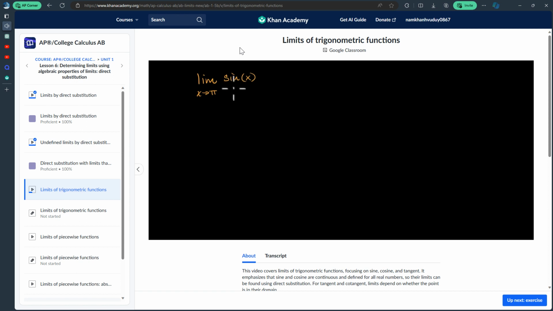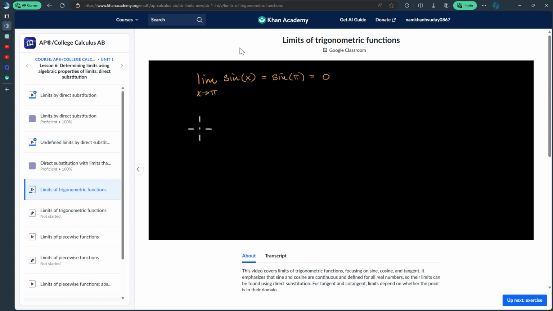Well, with both sine of x and cosine of x, they're defined for all real numbers. So their domain is all real numbers. You can put any real number in here for x, and it will give you an output. It is defined. And they are also continuous over their entire domain. In fact, all of the trigonometric functions are continuous over their entire domain. And so for sine of x, because it's continuous and is defined at sine of pi, this is the same thing as sine of pi. And sine of pi, you might already know, is equal to 0.